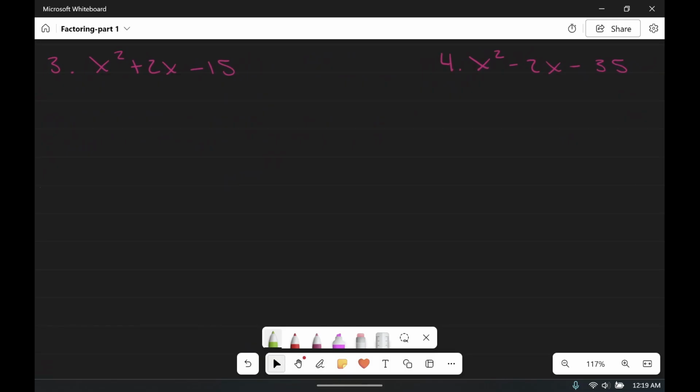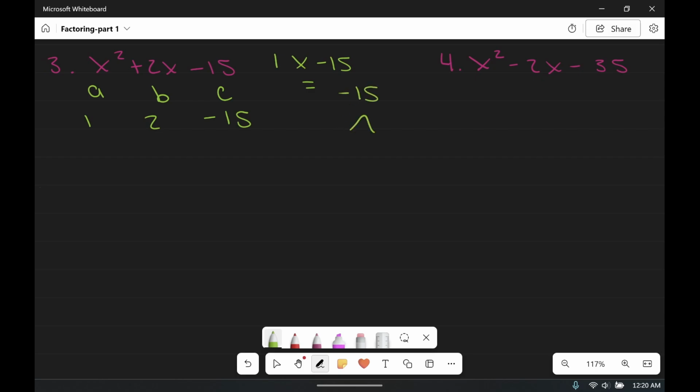Let's move on to question 3. X squared plus 2x minus 15. You need A, B, C. First step, identify A, B, and C. A equals 1, B equals 2, C equals negative 15. Okay, so second step, A times C. So 1 times negative 15 equals negative 15.